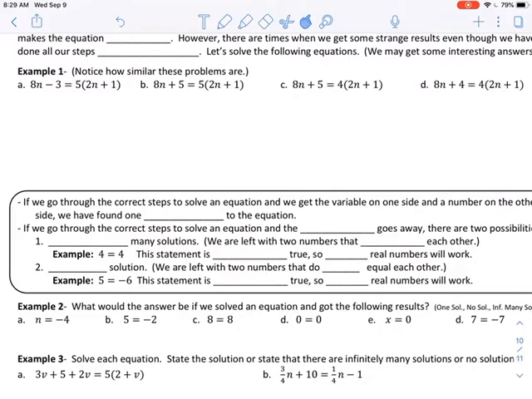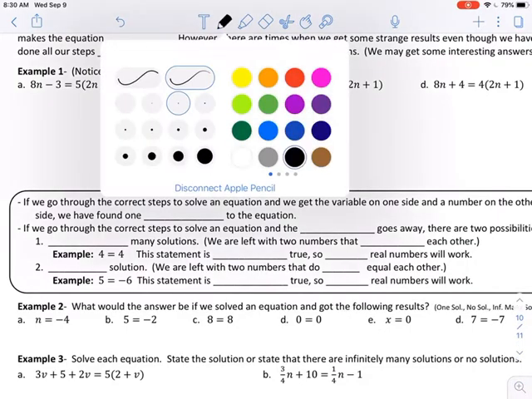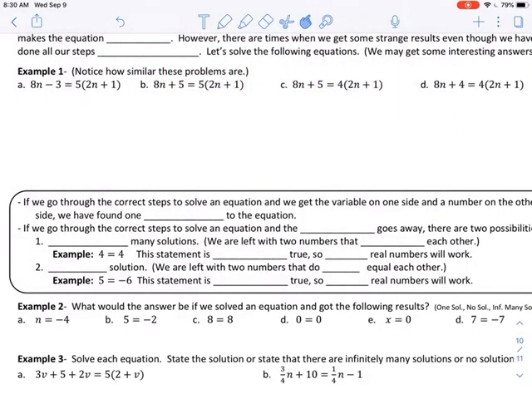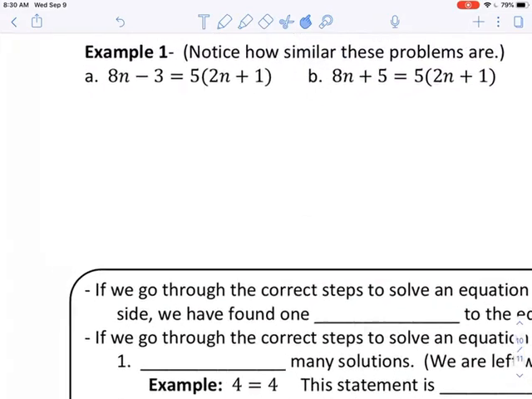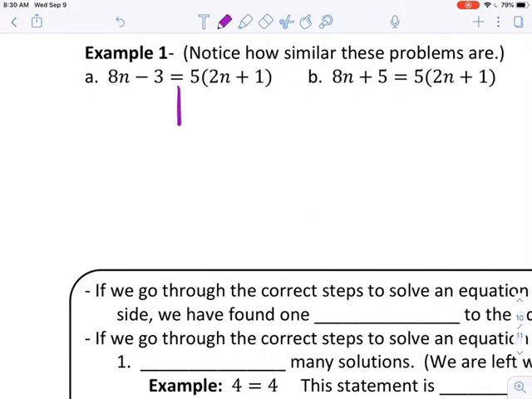All right, let's go ahead and do A, B, C, and D. I'm going to change my color to purple and do A. My first step is to always distribute first. Well, I draw my line and then I distribute. So I'm going to keep this 8n minus 3 because it doesn't change. And on the other side, I get 10n plus 5.